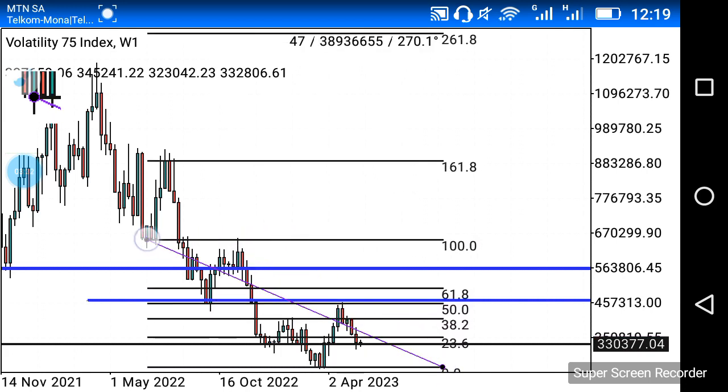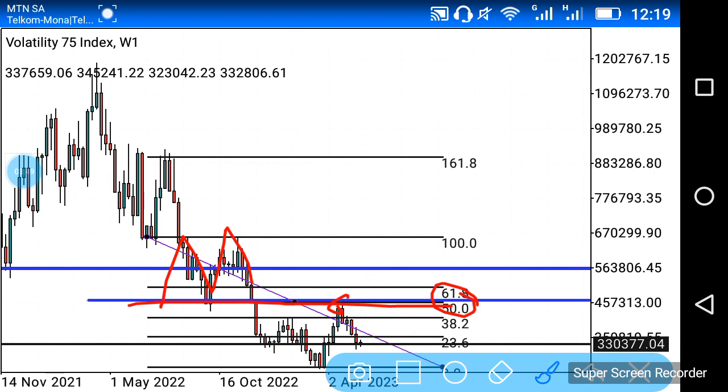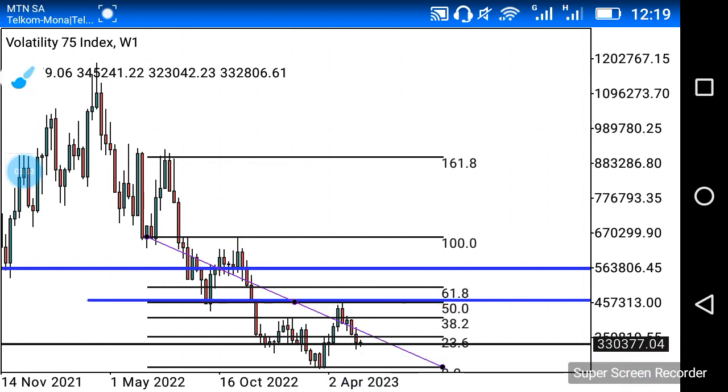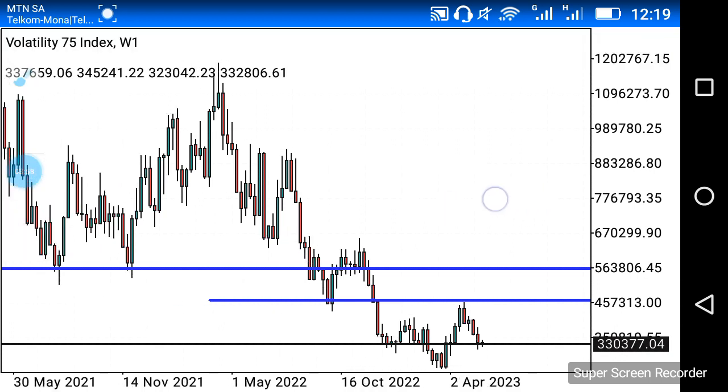Right, and there we go. We can see that the neckline of this M structure aligns with the 50% Fibonacci retracement level, and this adds further confluence that indeed we should have looked for those potential selling opportunities at that level, as the anticipation is for the market to continue to move further down, right? Anyway, let's move forward. What else do we see on the chart that we should be paying attention to?